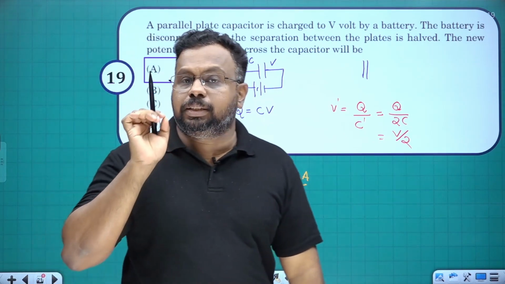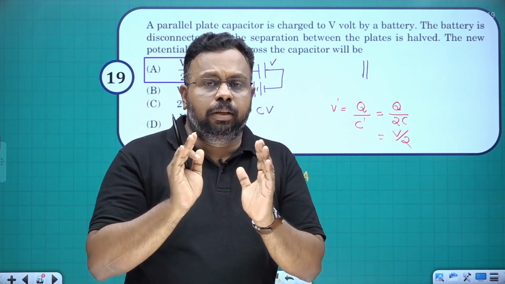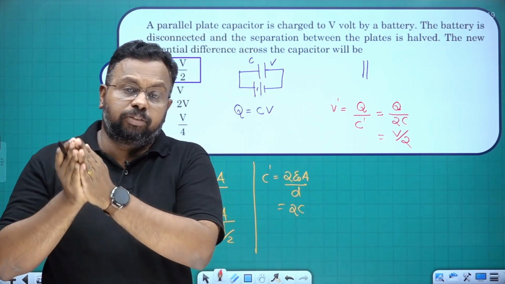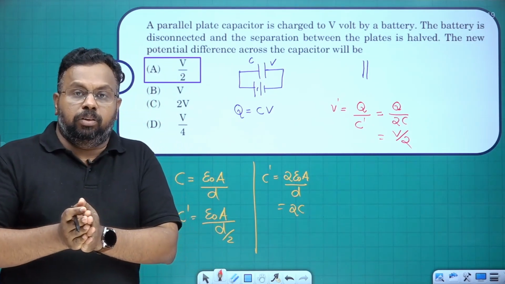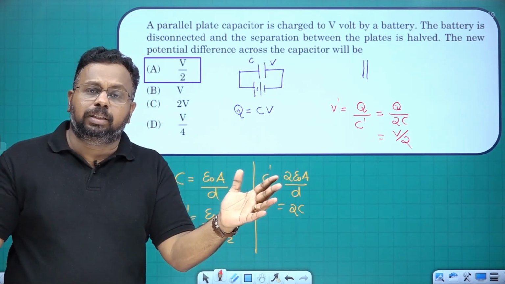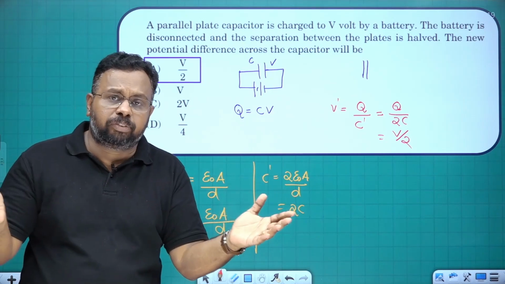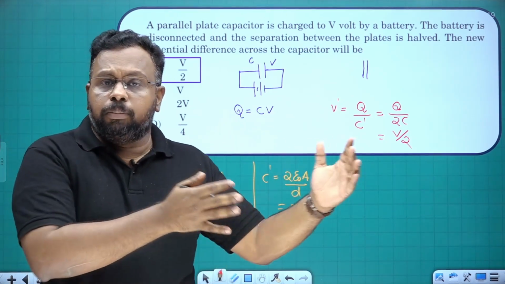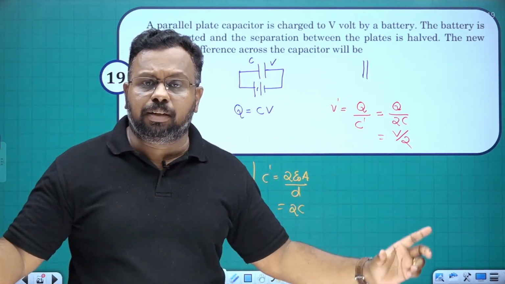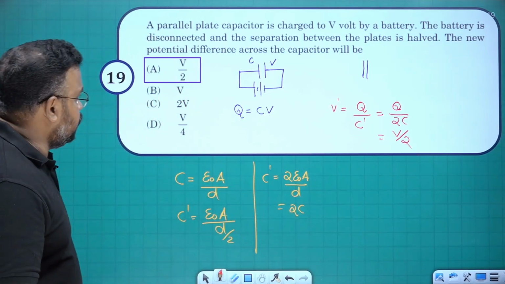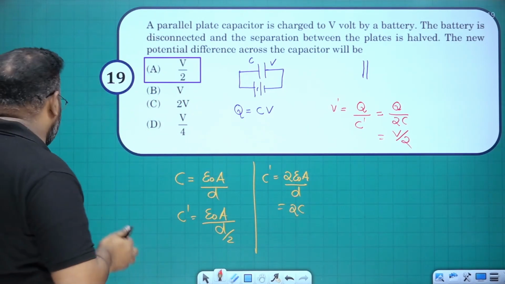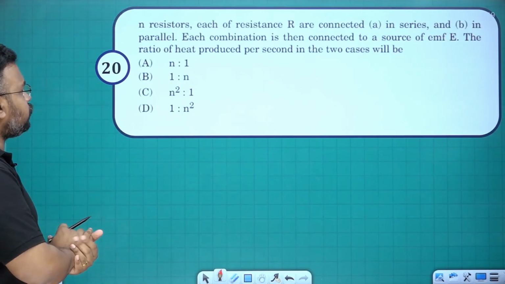But don't take this as a general condition. You need to read the question carefully, because if a battery is there and you are increasing or decreasing the separation, potential will not be affected, because as long as the battery is connected, potential remains the same. But here the battery is disconnected. That's why potential is changing. Got it? Next, question number 20.